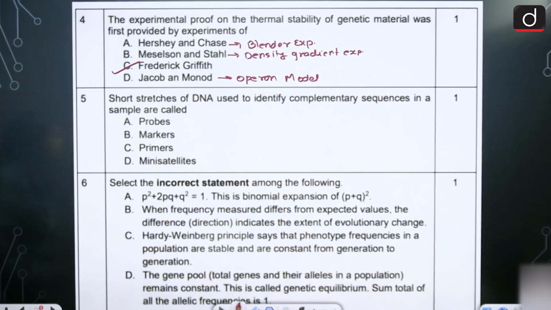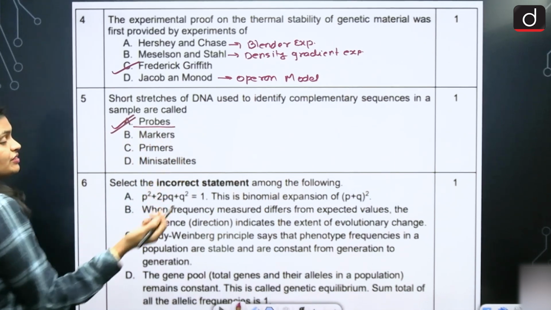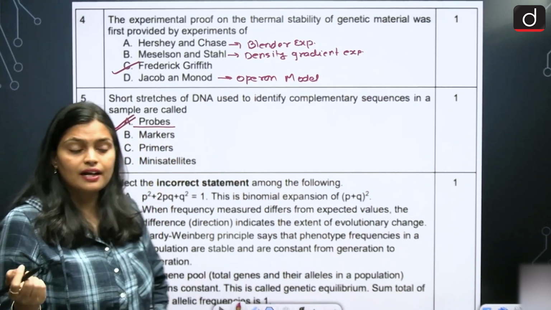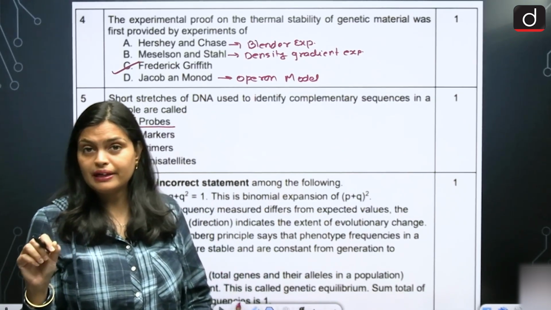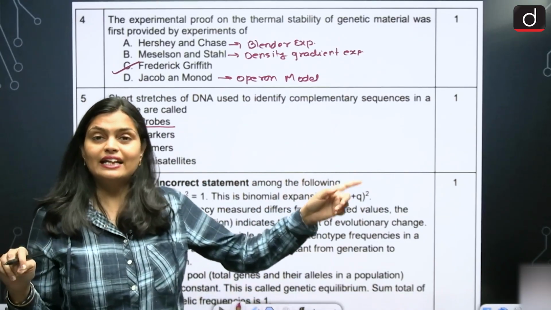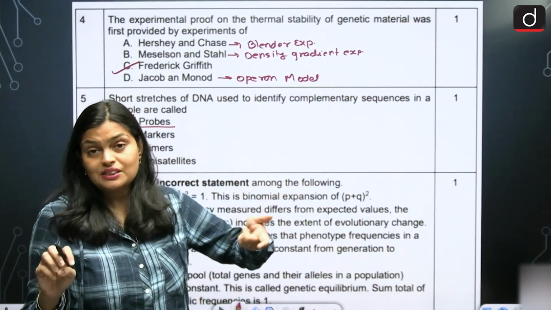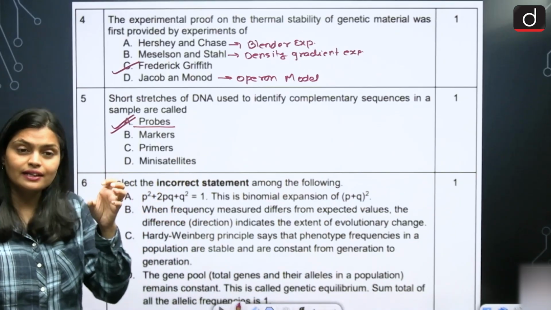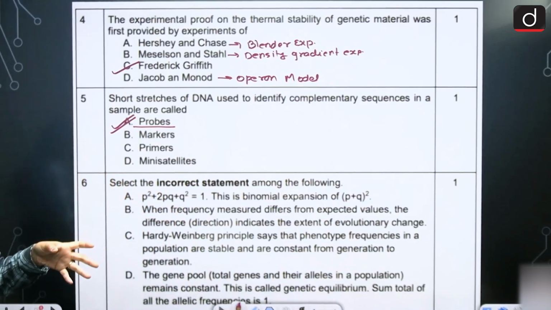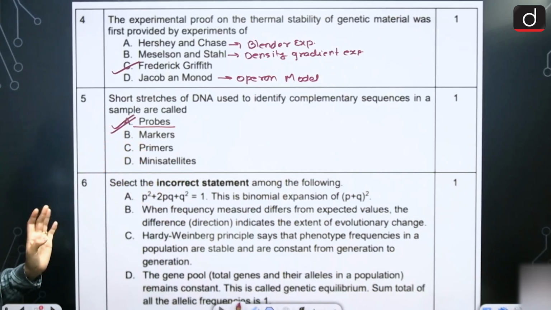What are probes? Probes are short single stranded DNA or RNA sequences. The probe is a single stranded RNA or DNA which is complementary to the sequence and then used to hybridize with that original sequence. You can label it with radioactivity also so that it can glow and you can identify. Probe is used to detect the complementary DNA sequence.